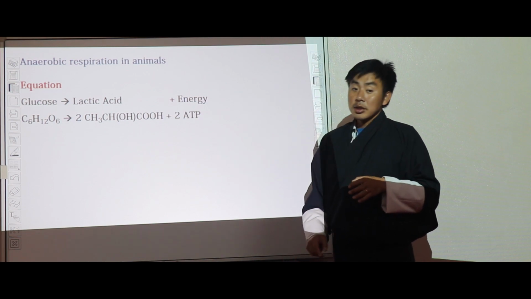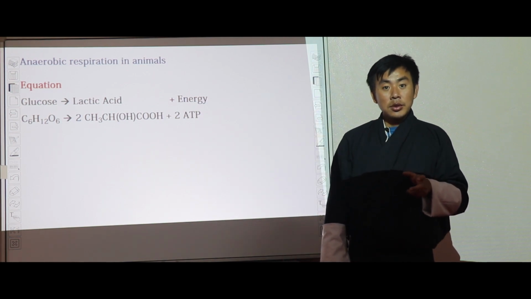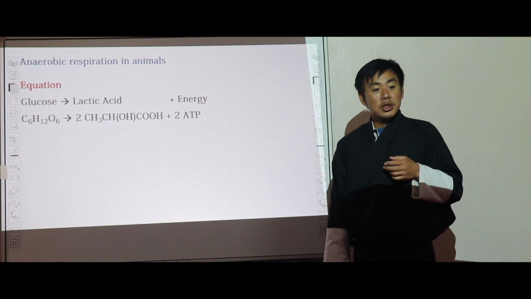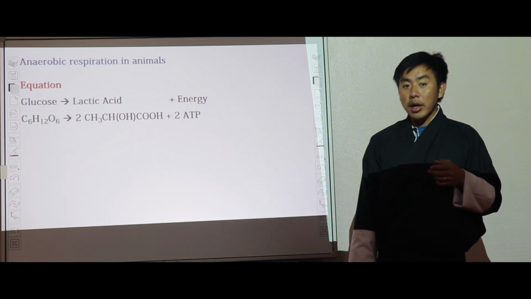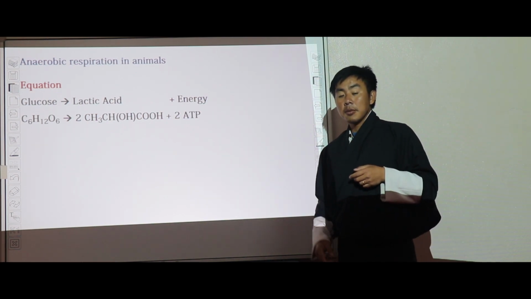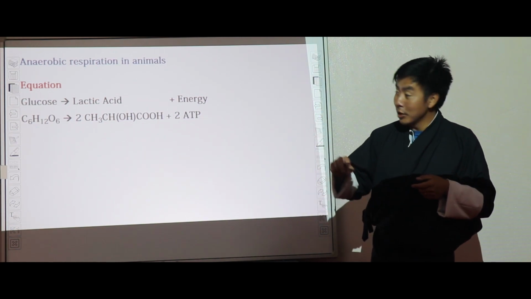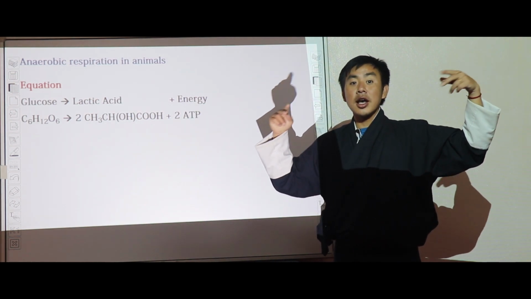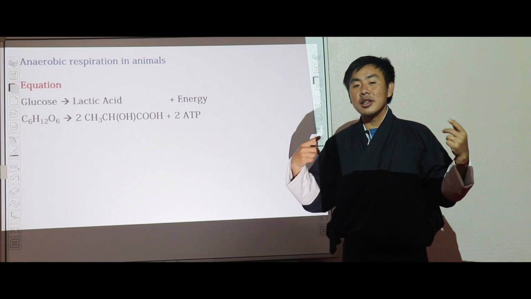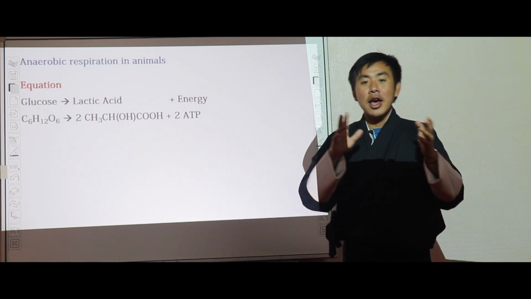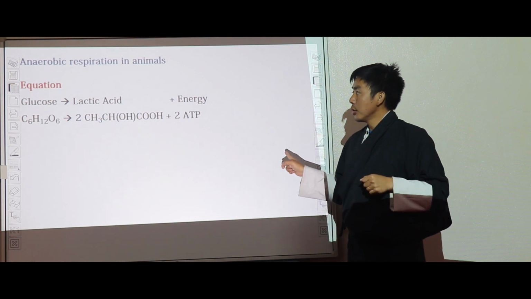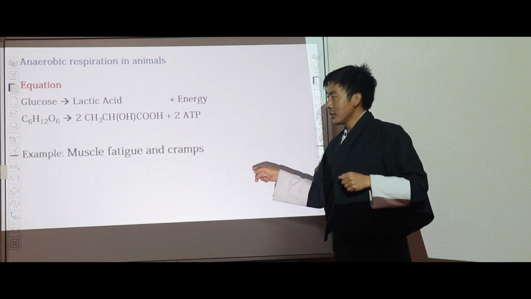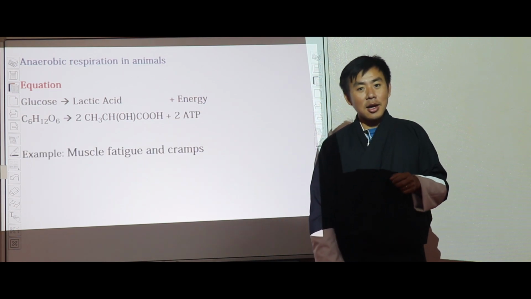Now let's talk about anaerobic respiration in animals. In animals, the equation is glucose in the absence of oxygen produces lactic acid, 2CH3CHOHCOOH, plus energy, that is 2 ATP. So here 2 ATP, while aerobic respiration gives 38 ATP. That's the difference in the amount of energy released during aerobic and anaerobic respiration. The example of anaerobic respiration in animals is muscle fatigue and cramps.